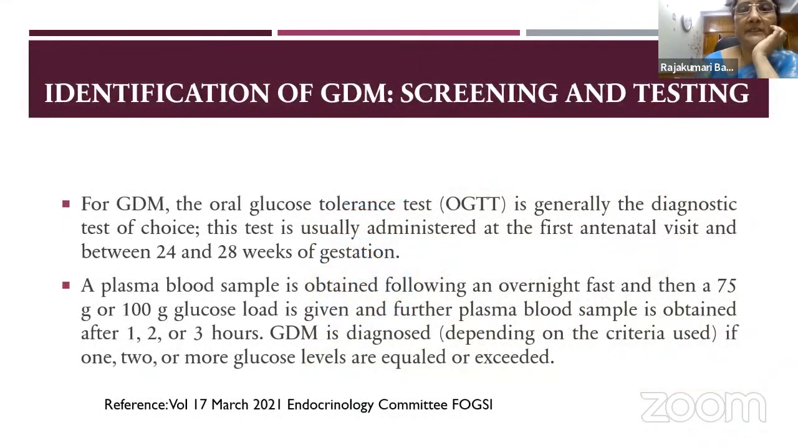How to identify GDM? The diagnostic test for GDM is OGTT. As we all know about the OGTT, I need not tell in detail. We should do it at first antenatal visit and at 24 to 28 weeks of gestation. GDM is diagnosed if one, two, or more glucose levels are equal or exceeded.